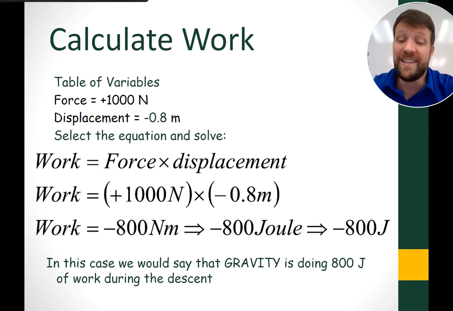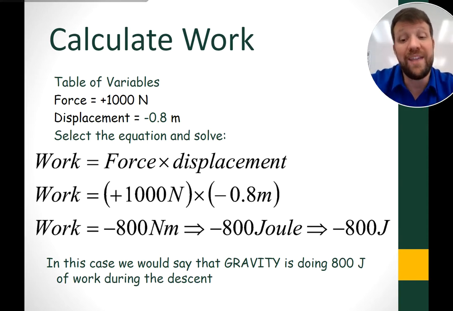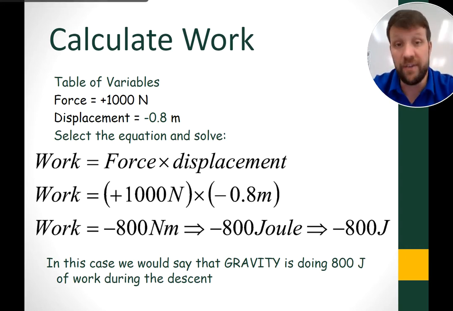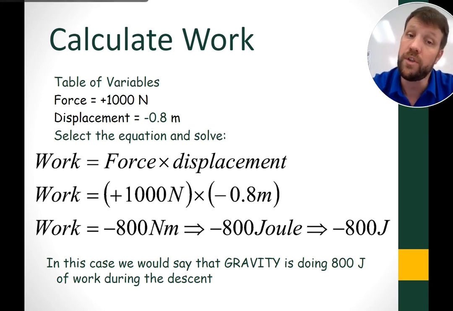What we would say instead, and you see there on the bottom line, in this case, we could say that gravity is actually doing 800 joules of work during the descent phase, and the person does 800 joules of work to get it back up to the top. Gravity 800, person 800, one rep at a time. Okay, that's really what we're looking at there.